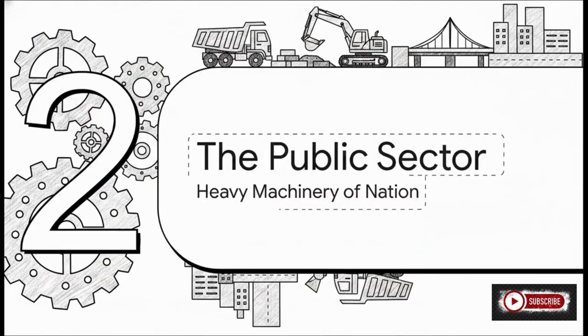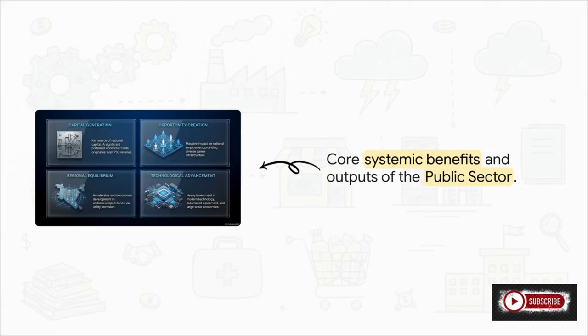Moving on to Section 2, inside the public sector, the heavy machinery of the nation. The sheer scale of the public sector's output is literally massive. We're talking about generating the foundational capital to fund the entire nation while simultaneously creating huge networks of employment. Fascinatingly, it also acts as a great equalizer. It ensures underdeveloped regions get the utilities they need to catch up, all while pushing heavy investments into modern technological advancement. This is the bedrock upon which everything else is built.